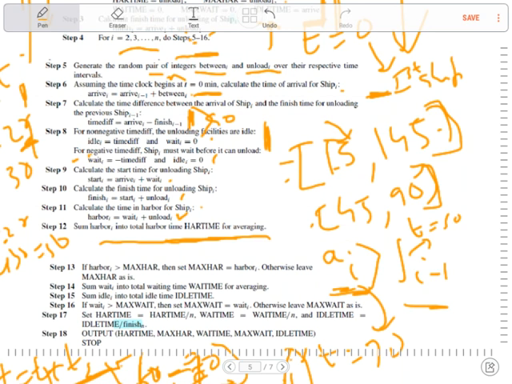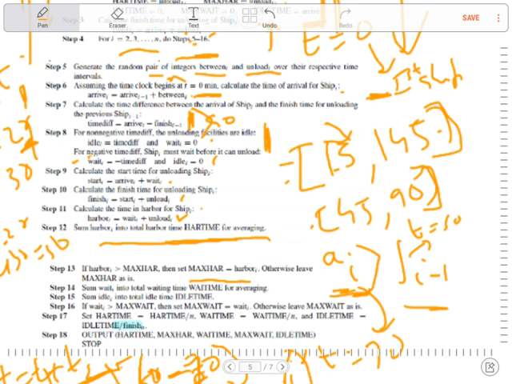Okay, so that one part is done, so one item is calculated. Now sum wait I into total wait time for averaging. Okay, so wait time was initially 0, now wait time is changing. Whatever wait I we have calculated for each I, either 0 or something positive, you just add them up for all the ships, so as to find out the wait time for averaging.